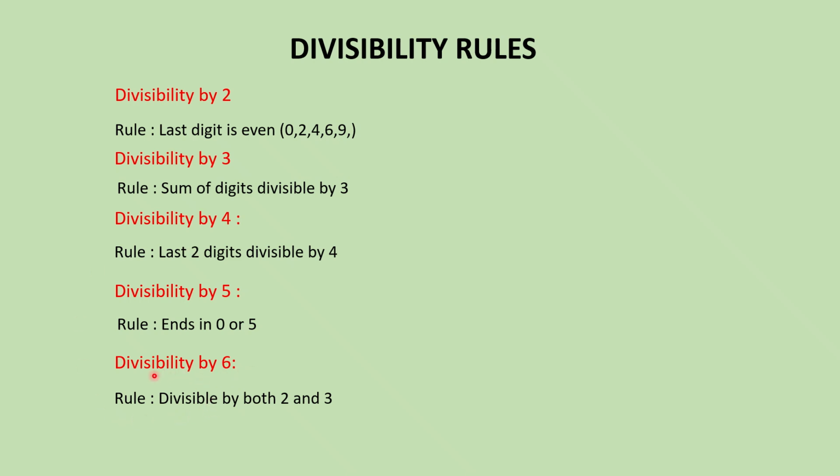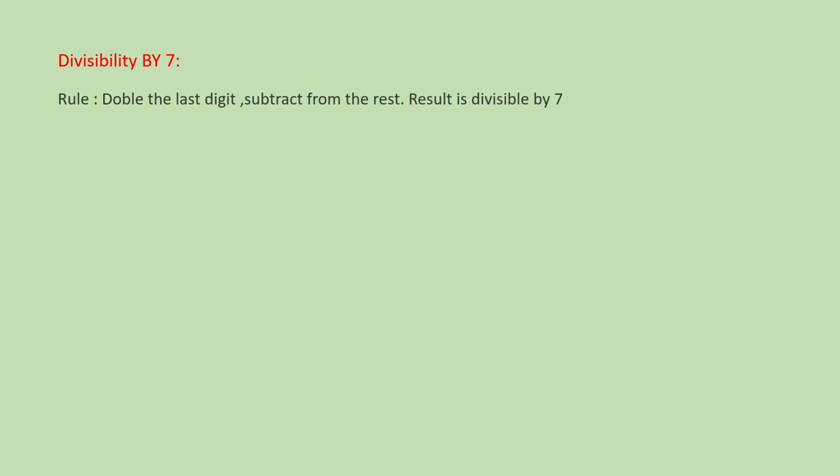Let's see divisibility by 6. To check whether a number is divisible by 6, you have to check that the number is divisible by both 2 and 3. If that number is divisible by 2 and 3, then the number is divisible by 6. I think you got it.